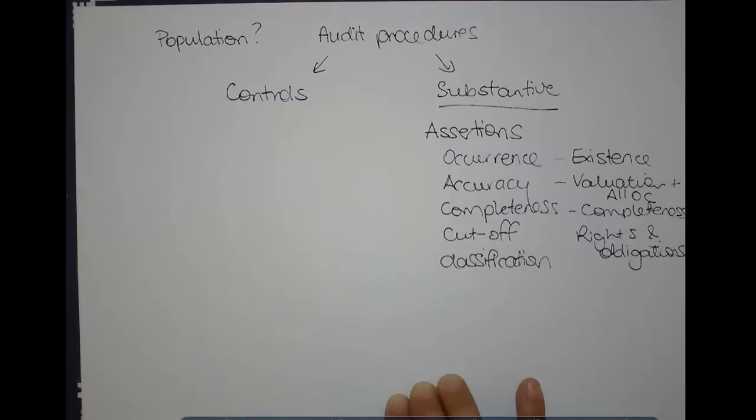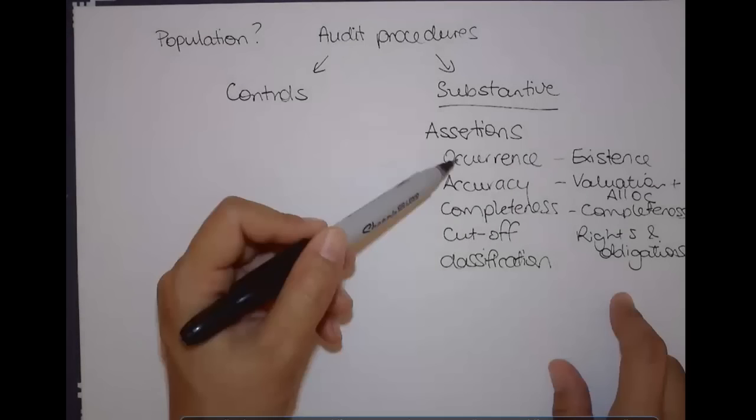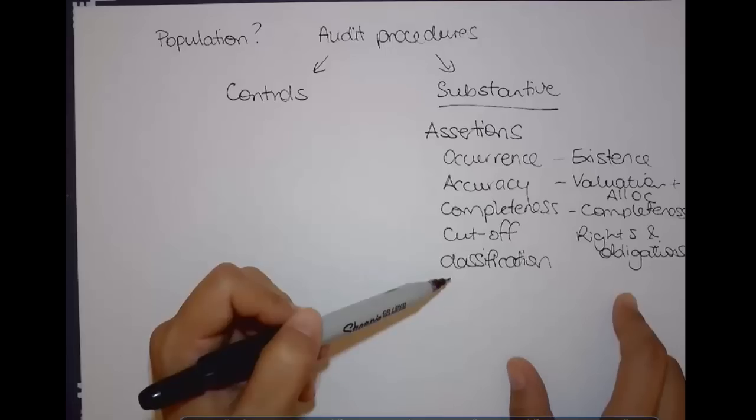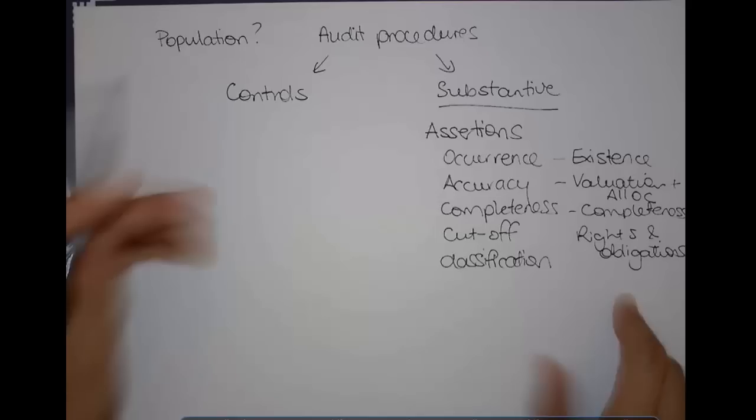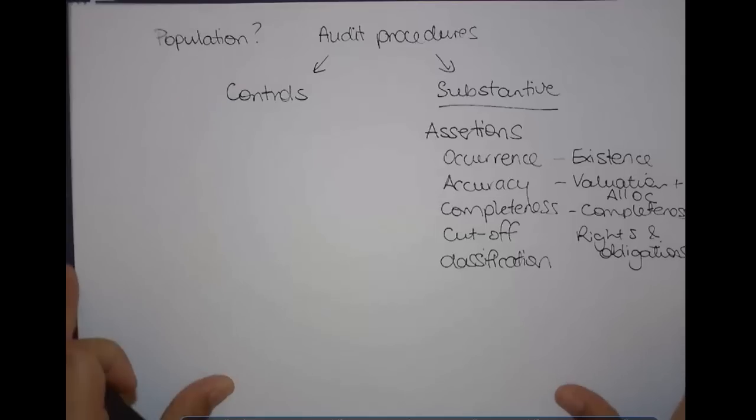And so Bamba's question was about, depending on which of these assertions I am using, do I have a different population for my audit sample? And the exact answer there is yes. So let's look at some examples.